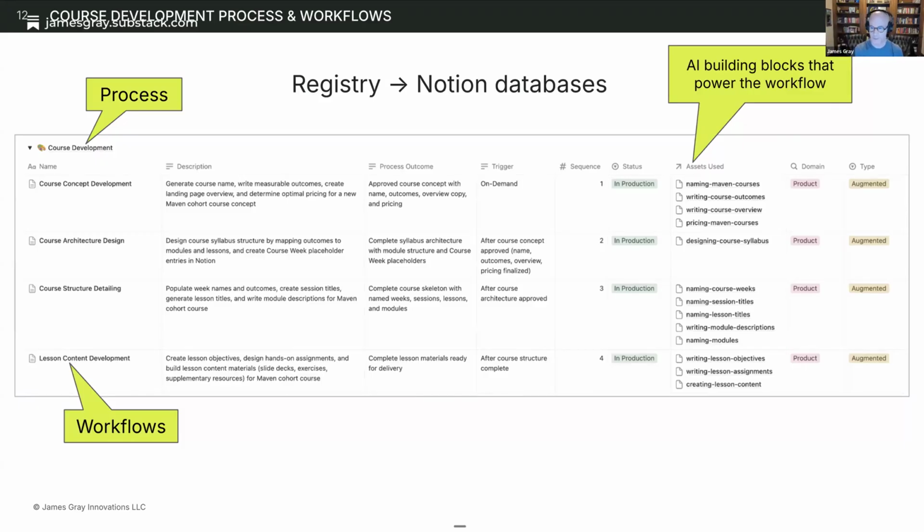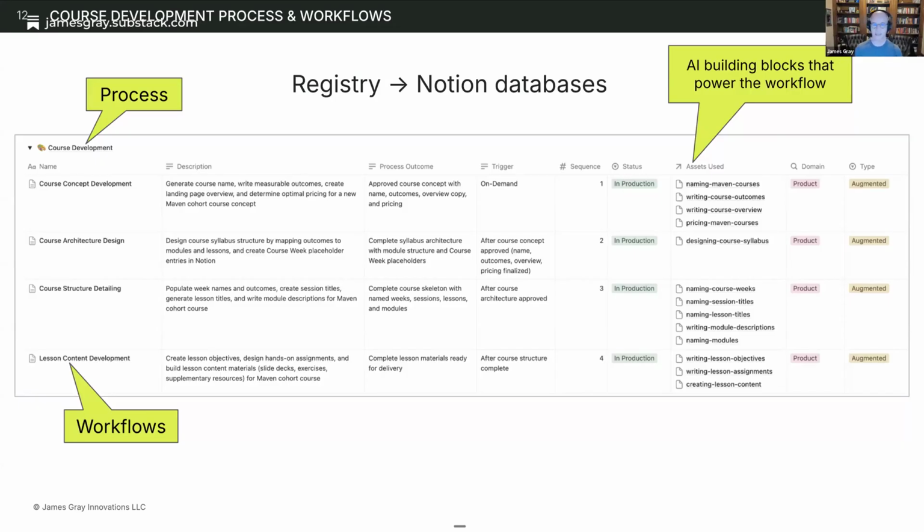And if you know what skills are, right? I've had to build these up. If you don't know what skills are, watch my session from last Friday. And now I have a clear linkage between this process that I do of course development into lower level workflows. And it's those workflows that can then be operationalized. So hopefully this makes sense.